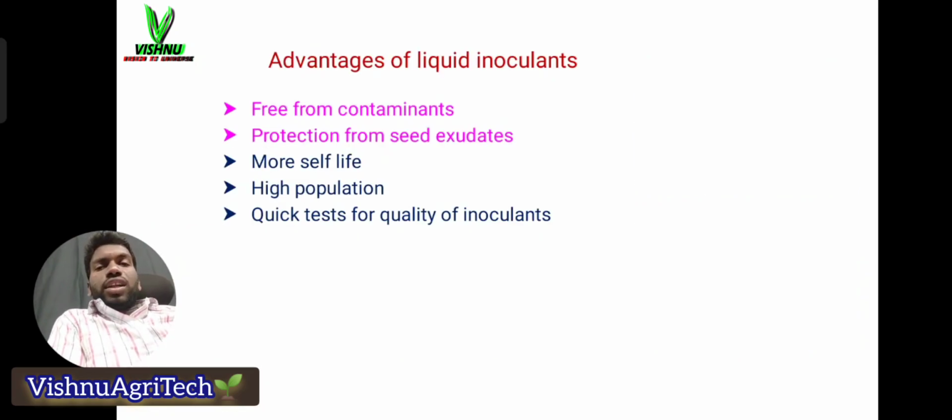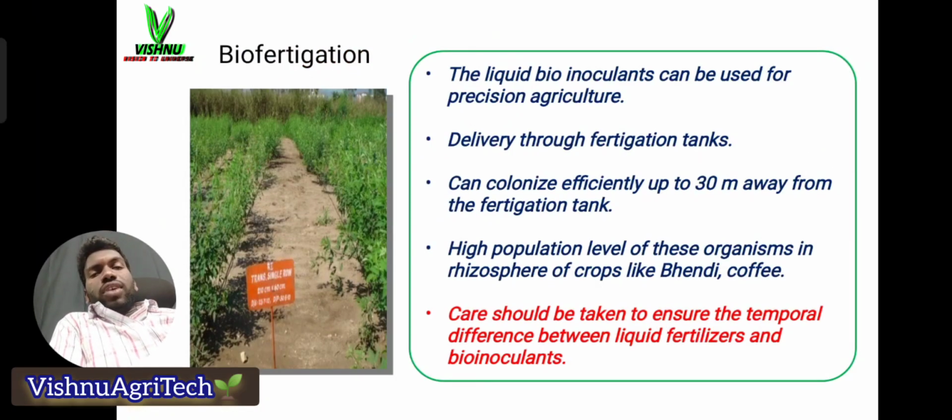Advantages of liquid inoculants: free from contaminants, protection from seed exudates, longer shelf life, high population, and quick tests for quality of inoculants. And next one, biofertigation. The liquid bioinoculants can be used for precision agriculture. Delivery through the fertigation tanks can colonize the emitters up to 30 meters away from the fertigation tank. High population levels of these organisms are maintained in the rhizosphere of crops like bhendi and coffee.